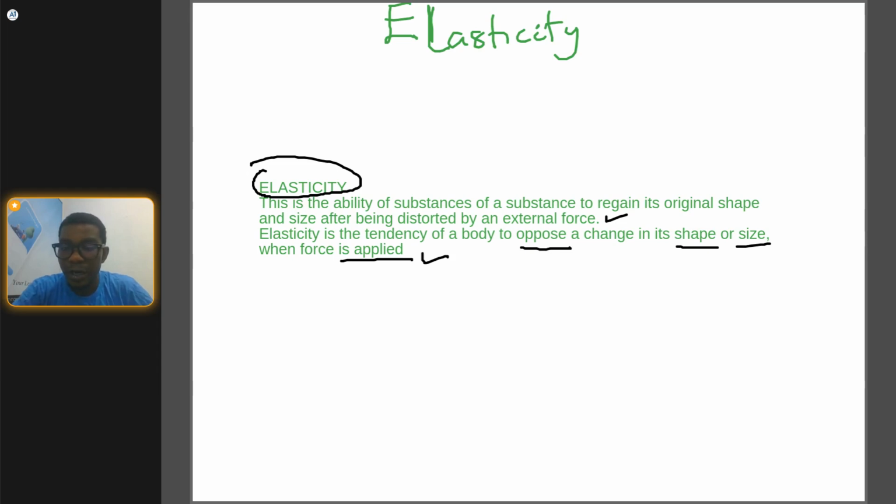All right. So now let's proceed. Now let's consider the difference between an elastic material and a plastic material. But before that, what is an elastic material?